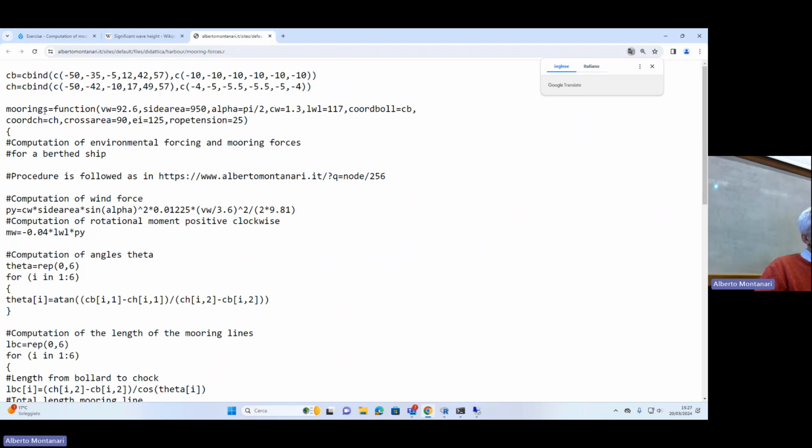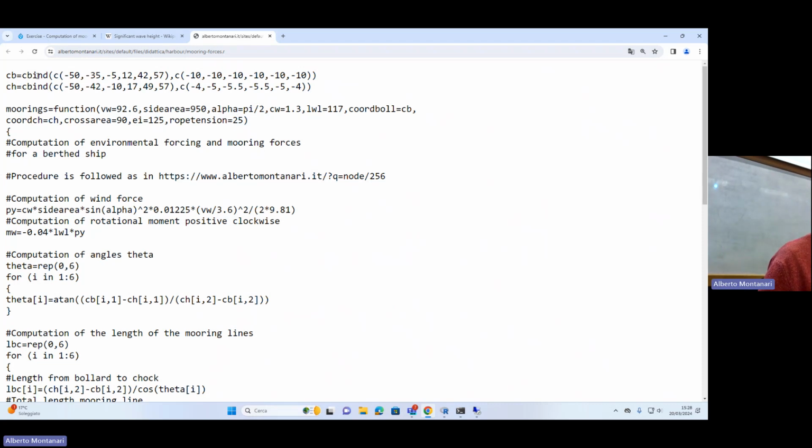We could make the computation without writing a function. The reason why I want to write a function is that you learn how to do it, okay? So, first of all, we need to give the input data that are fixed. The other input data may be given as arguments of the function, but first I need to give the input data that are fixed. And these fixed input data are the coordinates of the bollards and the chocks.